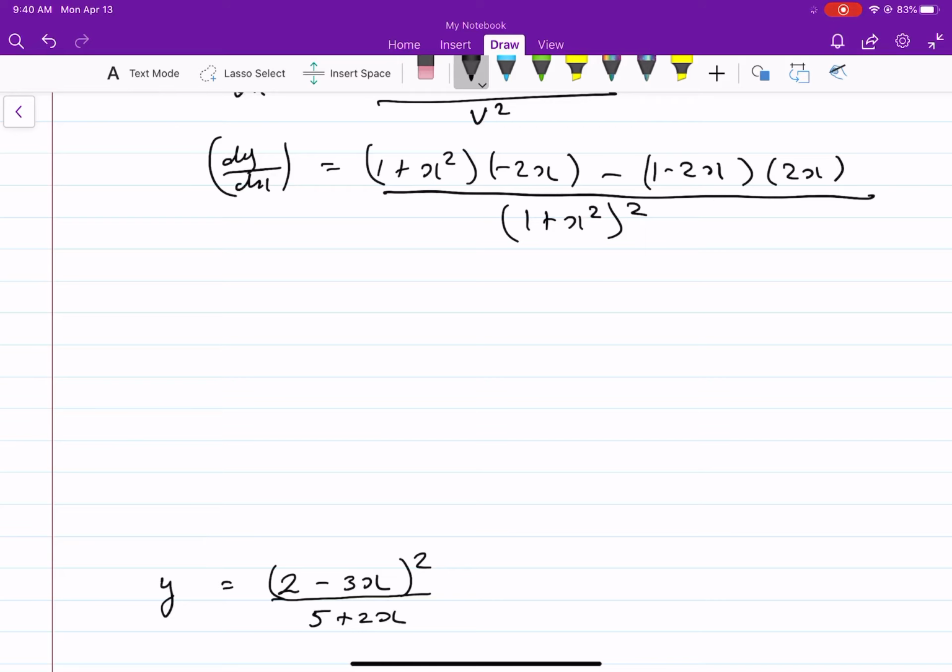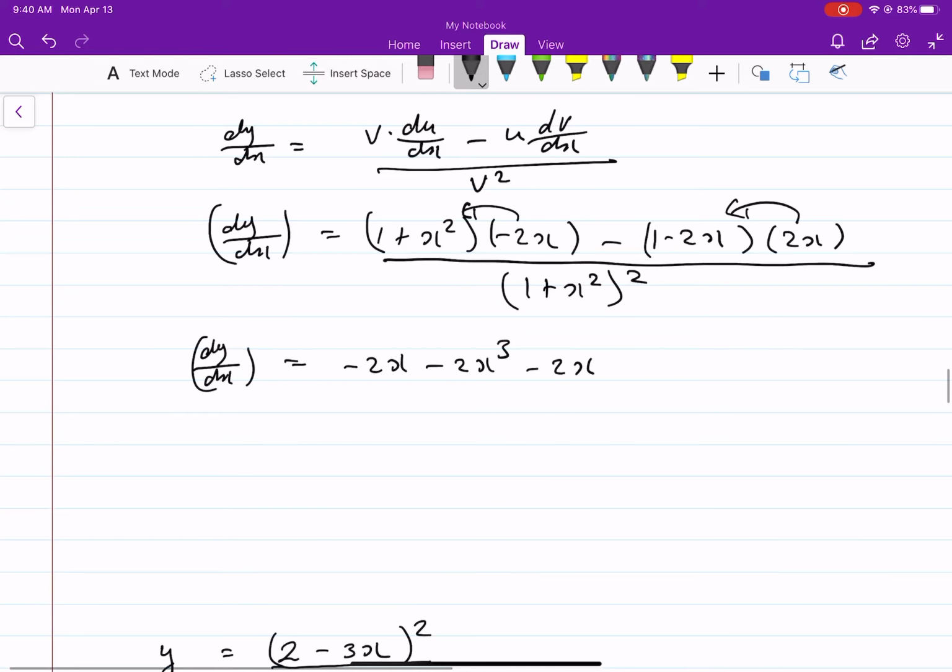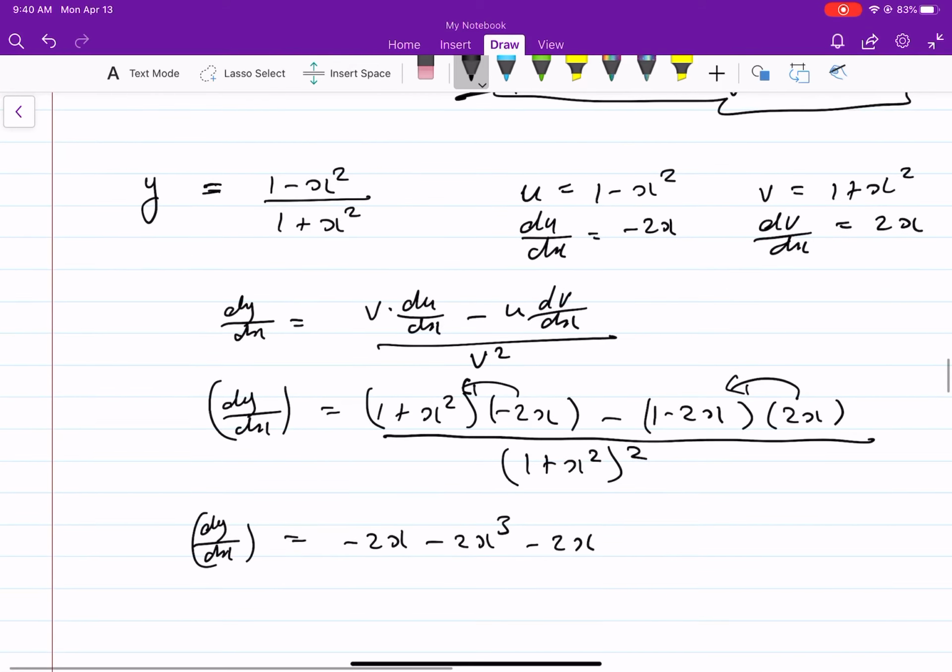Well, let's tidy up the numerator. We're going to open up all the brackets in the numerator. So dy/dx is equal to, I'll multiply the minus 2x into this bracket and the positive 2x into that one. So this becomes minus 2x minus 2x cubed. And then 2x by 1 is 2x, but with a minus outside, it's minus 2x. I'm definitely messing something up here.